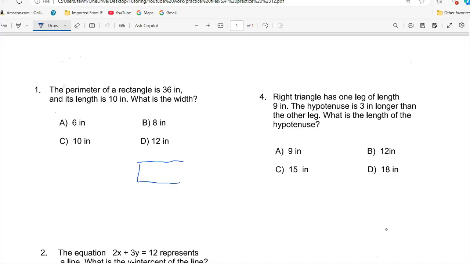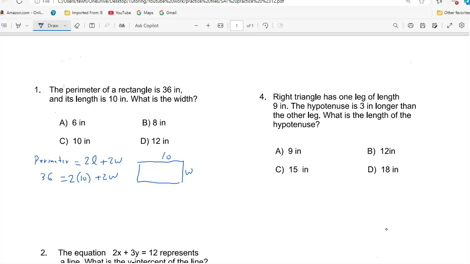and what's given, the length is 10 and we're looking for the width, but we know the perimeter of a rectangle equals 2 times the length plus 2 times the width. So the perimeter, already 36, equals 2 times the length, which is 10, plus 2w. And from this equation we can find w.